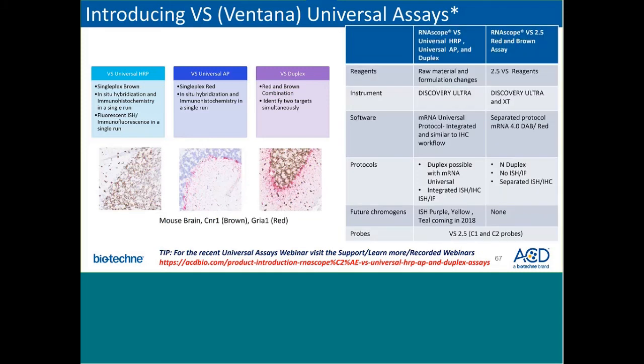The table on the right shows a high-level comparison of the new VS Universal assays as compared to our current 2.5 VS red-brown assay. A notable difference is the ability to then combine with the IHC in one single protocol.